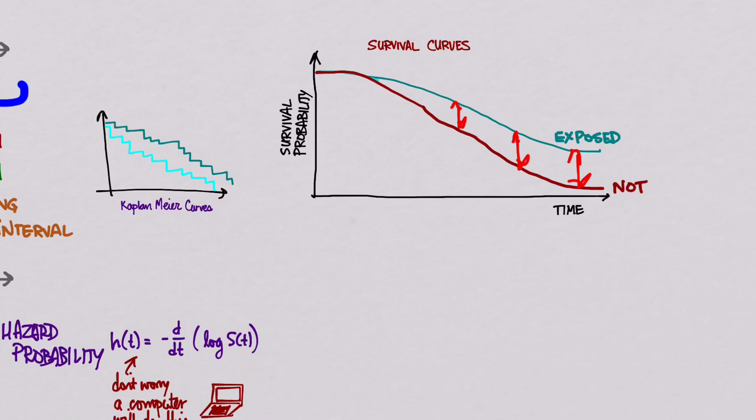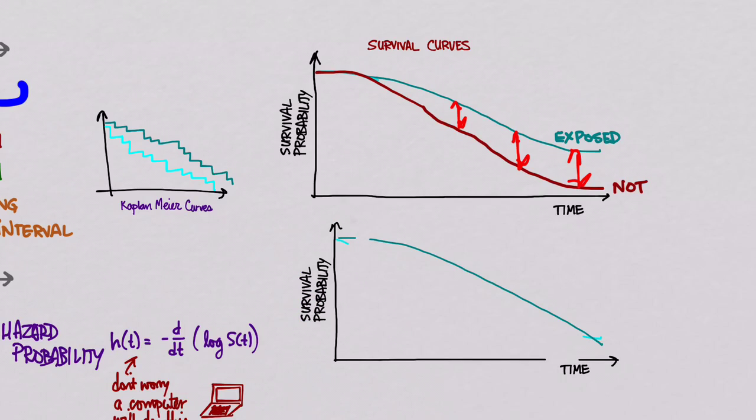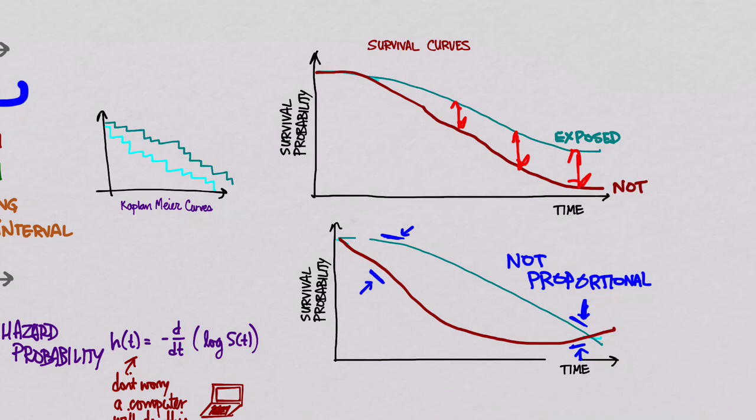Now this doesn't have to be the case, though. You could have one survival curve that first starts out getting worse, and then it actually starts getting better. So if you look at this part of the curve over here, the exposed group here has a lower event rate. It's got a better survival rate than this part. But if you go down over here, the survival rate is worse for the exposed group and better for the not exposed group. And so this one does not have that proportional hazard rate.